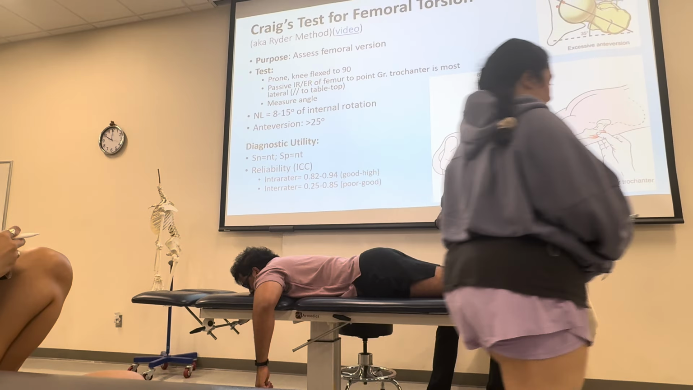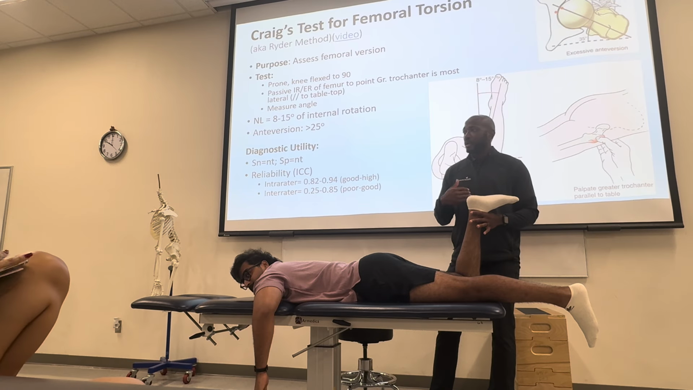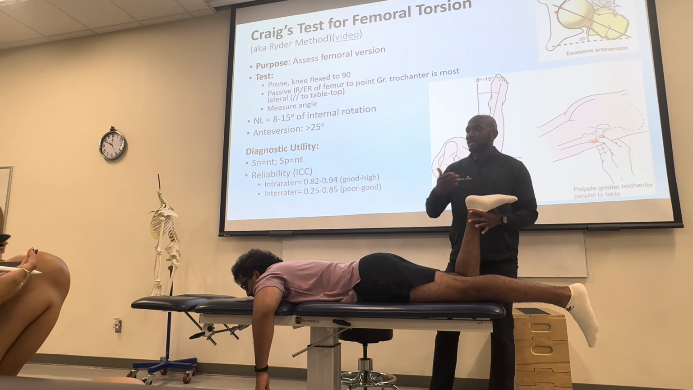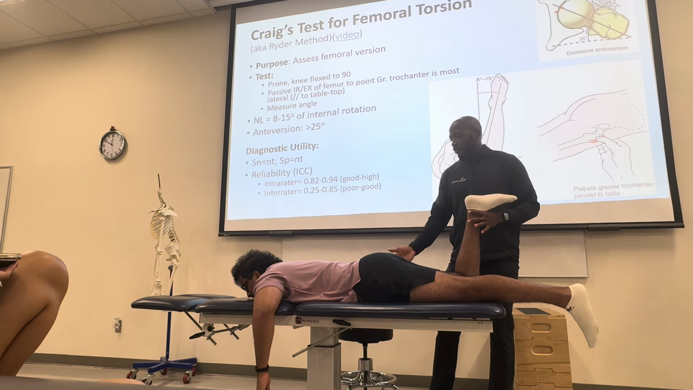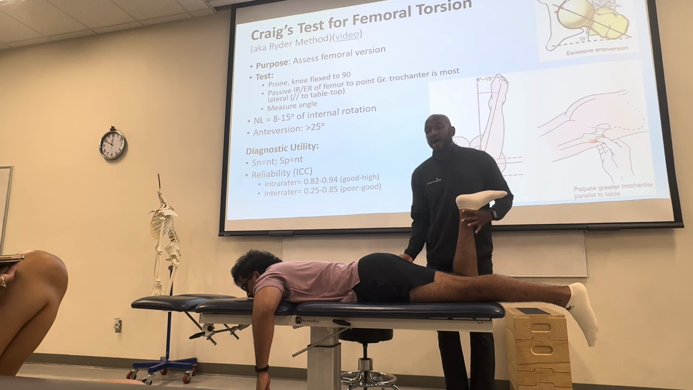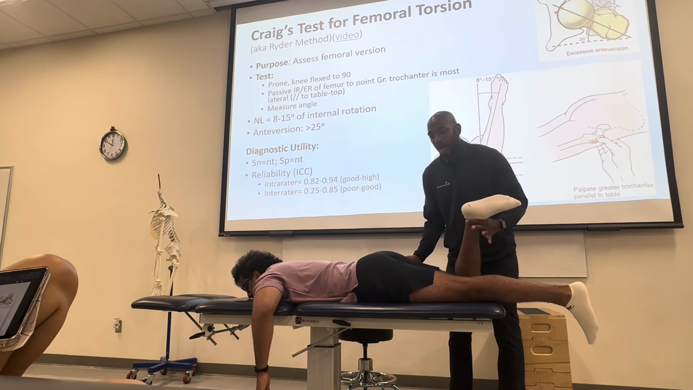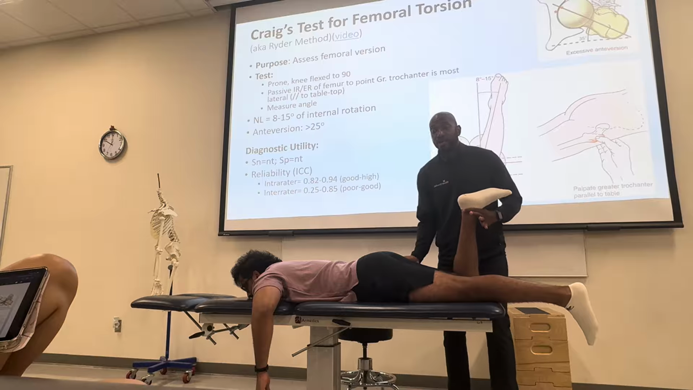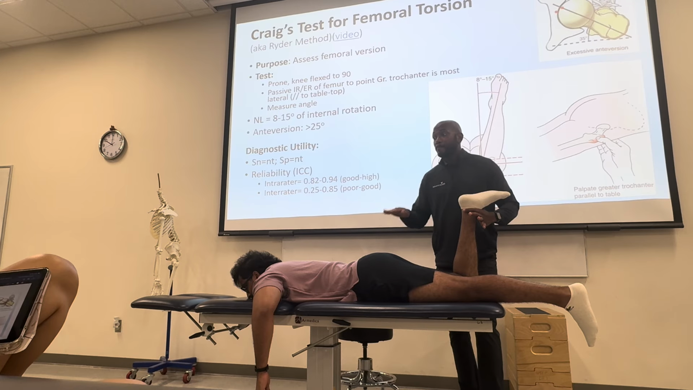So again, this is my patient. I'm suspecting he may have excessive anteversion or excessive retroversion, based off of what I see in my objective exam or some complaints that they may have. So what I'm going to do, I'm going to palpate the greater trochanter, okay? And then I'm going to go into internal and external rotation, looking for the greater trochanter to be parallel with the table or most prominent, okay?